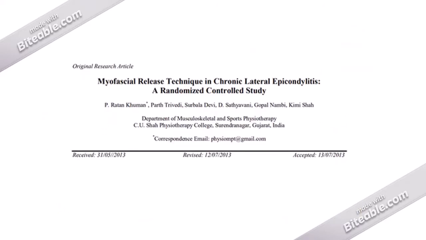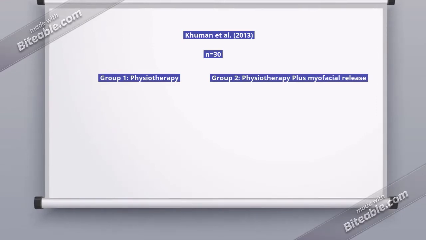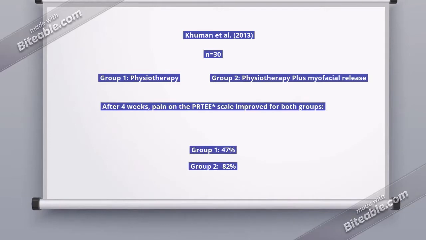In 2013, Koeman et al. investigated the use of a myofascial release technique on improving pain symptoms in those with chronic lateral epicondylitis. 30 participants were split up into 2 groups. The first group received only physiotherapy, and the second group received physiotherapy plus myofascial release techniques.